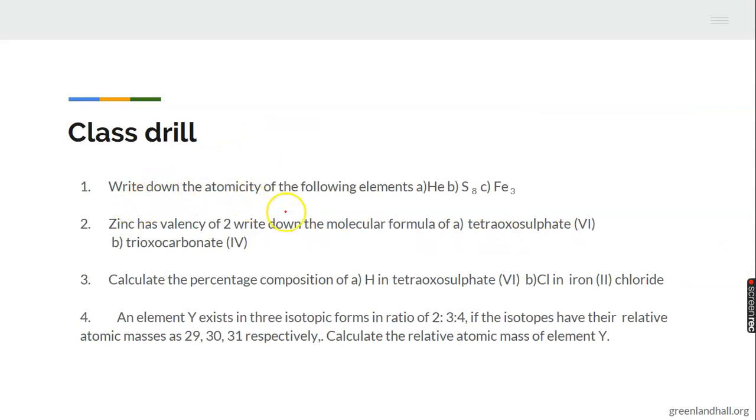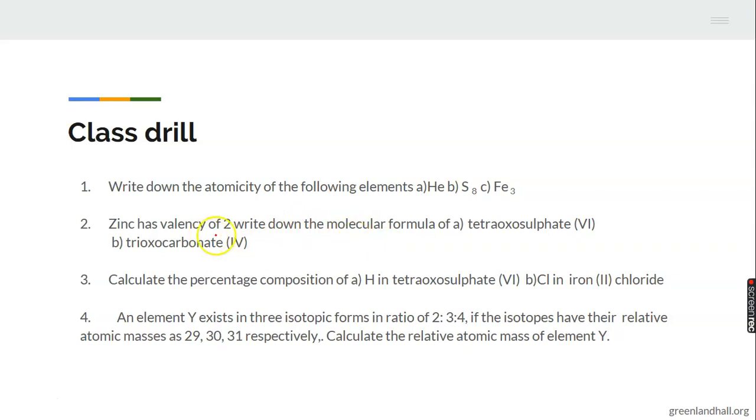So I want you to try this class drill. The first one says write down the atomicity of the following elements: helium, sulfur, iron. So you have to write it for me, atomicity. Write how you get it. And same thing, zinc has valency of 2. Write down the molecular formula of tetraoxosulfate(VI) and trioxocarbonate(IV). So you have to calculate that.